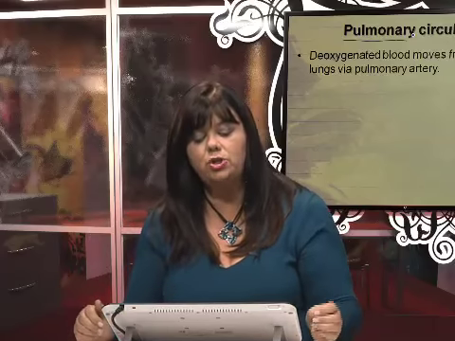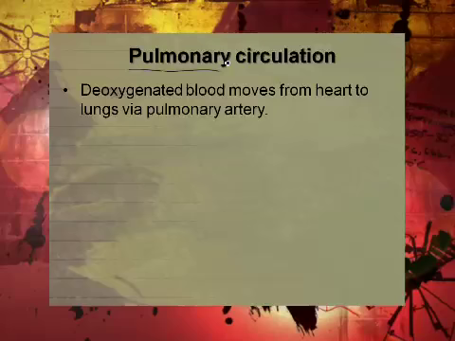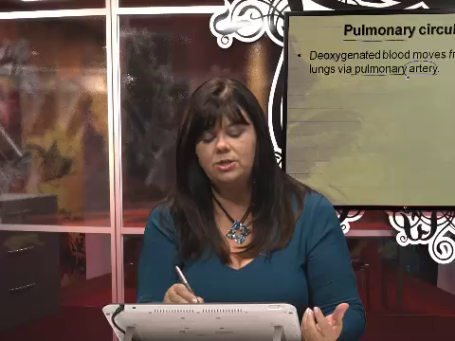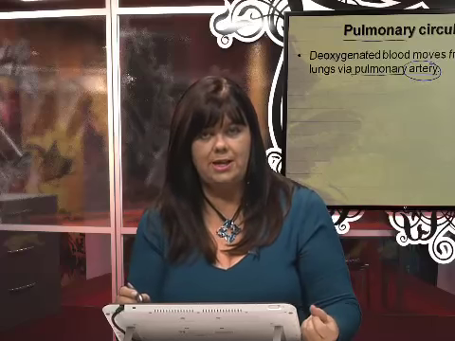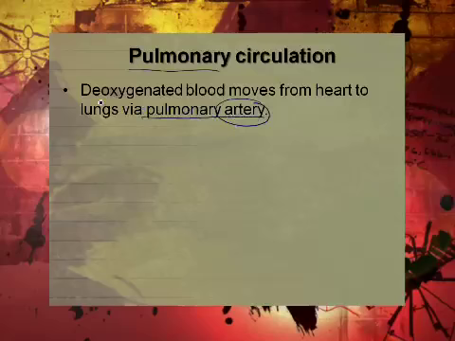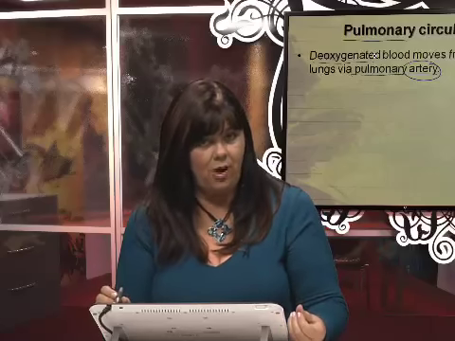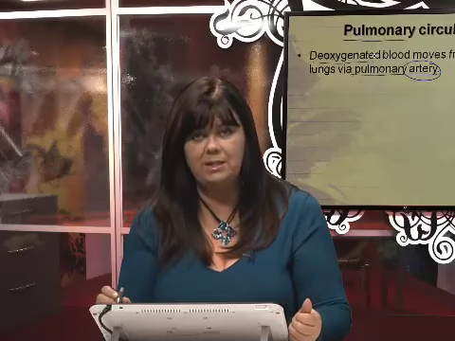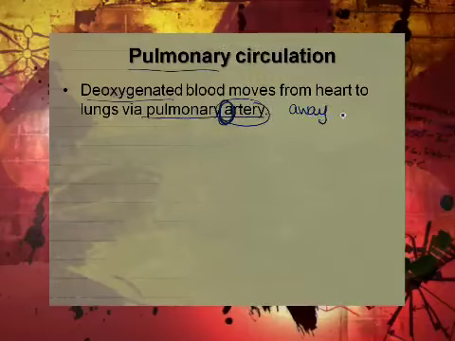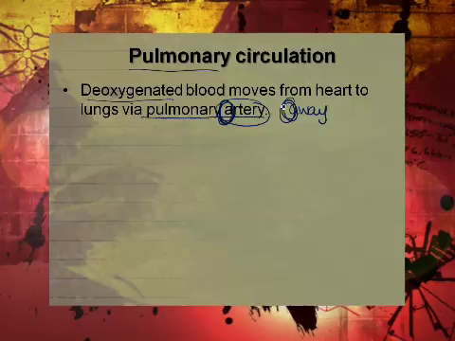Well, first of all, it's going to move from the heart to the lungs via the pulmonary artery. Now, for the rest of the circulatory system, we always tend to associate arteries with carrying oxygenated blood, but the pulmonary artery is different. The pulmonary artery is going to be carrying deoxygenated blood. It's in fact the only set of arteries that carries deoxygenated blood. But remember your clue that I gave you last time, arteries carry blood away from the heart. A for away, A for arteries.